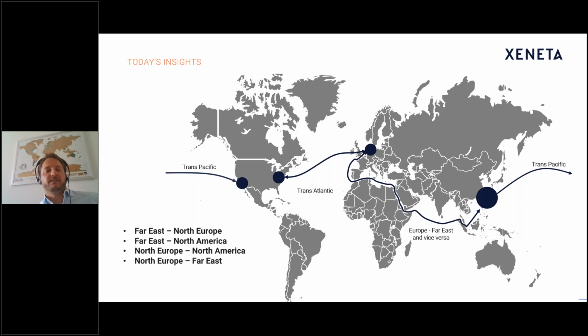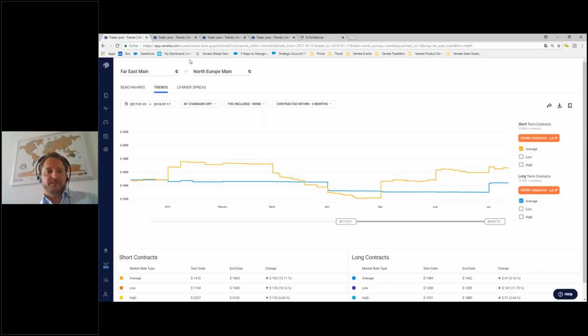Namely, it will be 2 trades out of the Far East to Northern Europe and the Trans-Pacific, as well as 2 trades out of Europe towards North America over the transatlantic, as well as to the Far East. That's to give you a little bit of an impression how you could use our platform for either your daily procurement or for your strategic decision making throughout the year. So for that, I will now directly switch into our platform. Just wait for a sec.